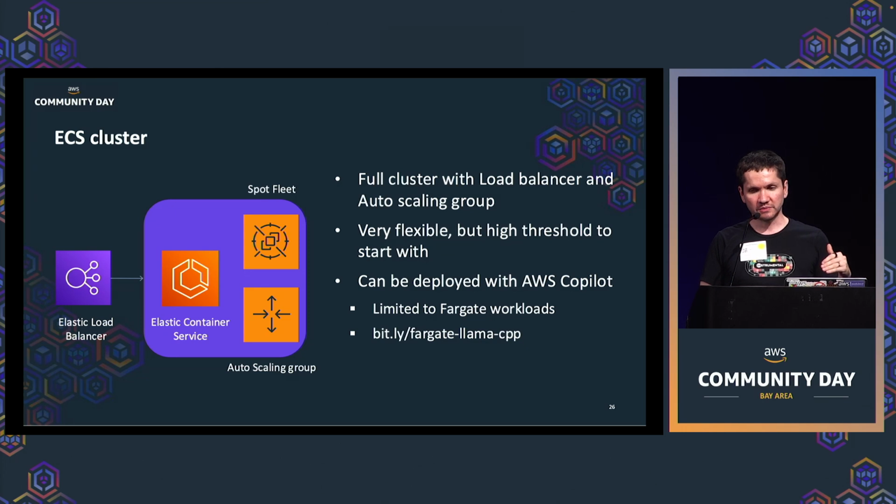Another thing to keep in mind, you can use AWS Copilot, which is a framework to deploy and manage clusters on AWS. The downside is it only supports Fargate, which is only CPU. But on the plus side, it will manage the whole complexity for you. It will deploy the load balancer, it will deploy ECS, the auto-scaling group, and so on.